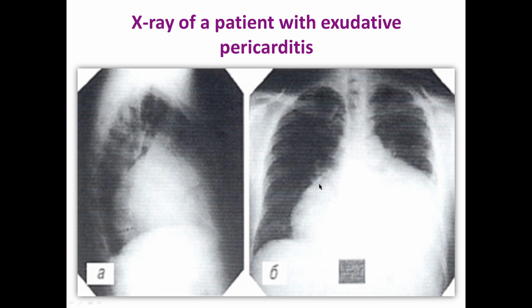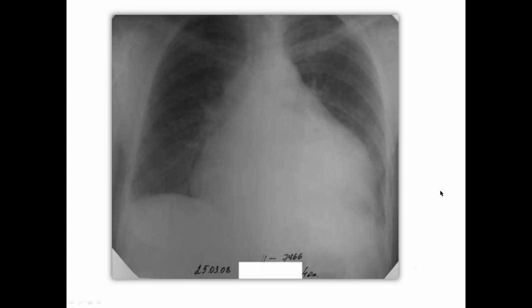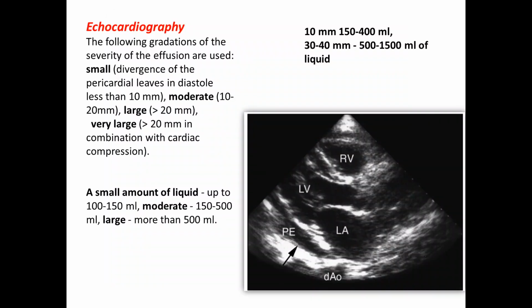in total, and also we have a loss of the arch of the heart. Here you also see an X-ray of the trapezoidal shape of the heart during effusion of the pericardium. Echocardiography is also a gold standard.